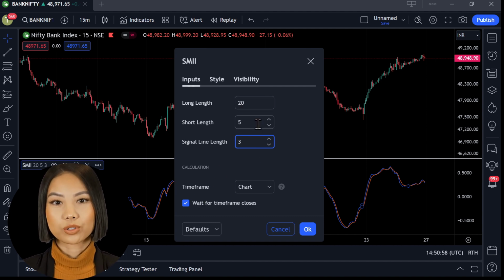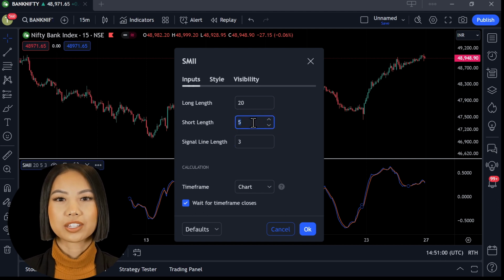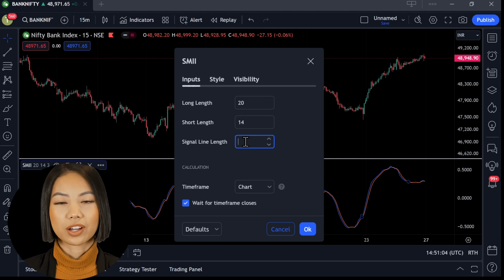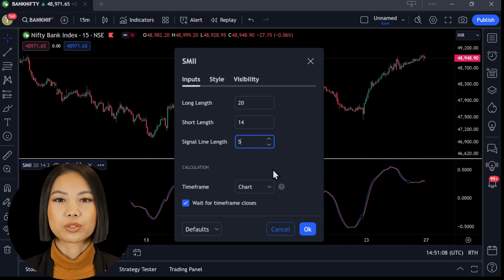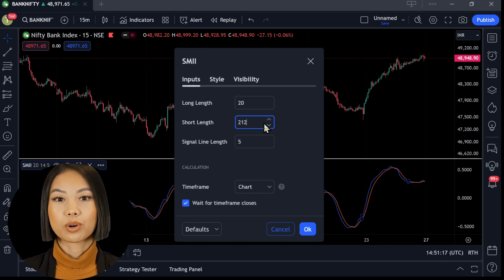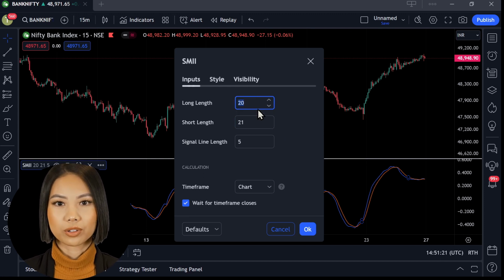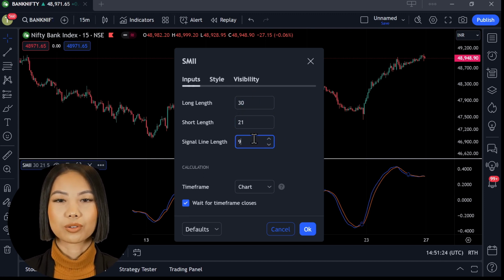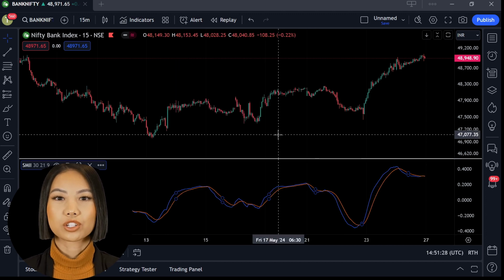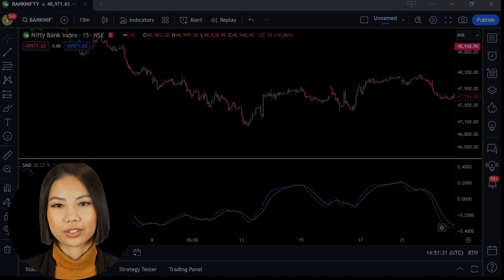For swing traders or medium-term trading, a setting of 14 for the short length, 20 for the long length, and 5 for the signal offers a balanced view, capturing significant price moves while filtering out minor noise. For long-term investors, consider using a period of 21 for the short length, 30 for the long length, and 9 for the signal. This smooths out fluctuations and highlights longer-term trends.